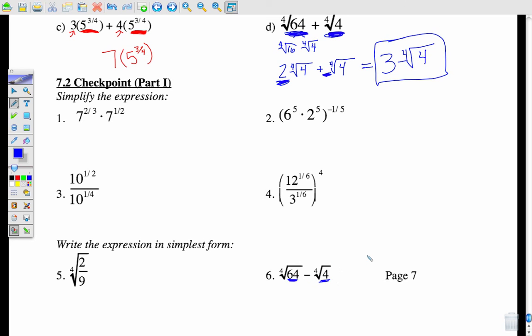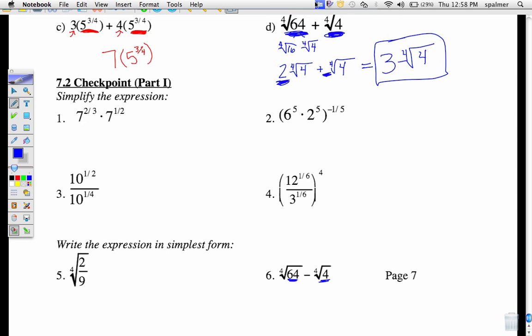And it's going to be the same concept down here on the checkpoint. You have to get this and this to try to be the same before you can add them. I will put the answers to this checkpoint online. I want you to try those and check when you are done.